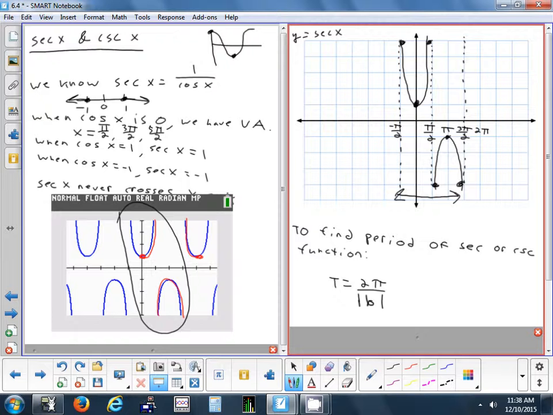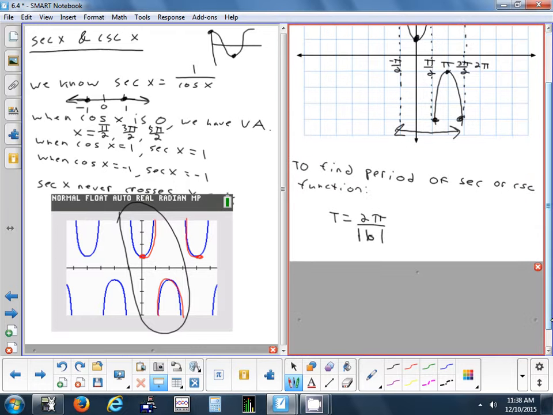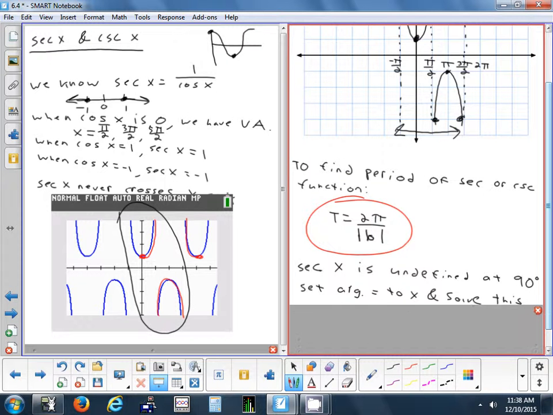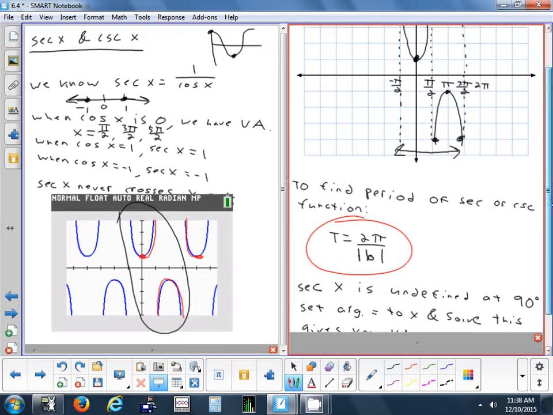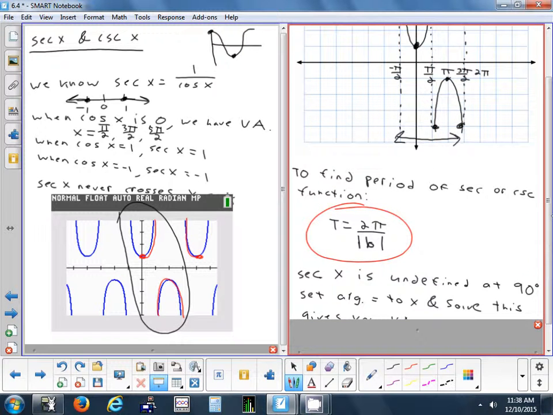Right. And because the period here is 2 pi, we're going back to our other formula. Right. So to find the period of secant or cosecant, it's 2 pi over b. Okay. So this is the one you use most of the time. Only time you don't use that is for tangent and cotangent. Right. And notice, again, secant is undefined at pi over 2. You get a vertical asymptote.